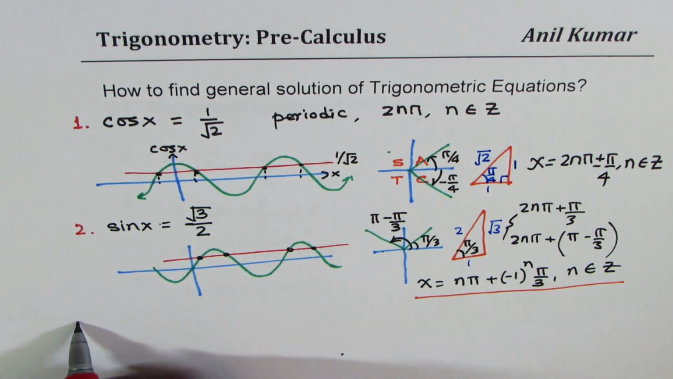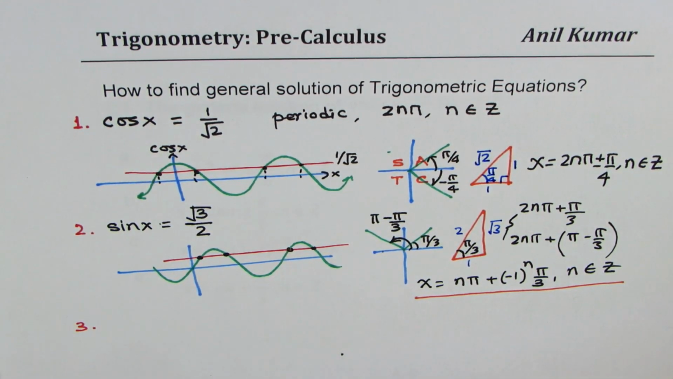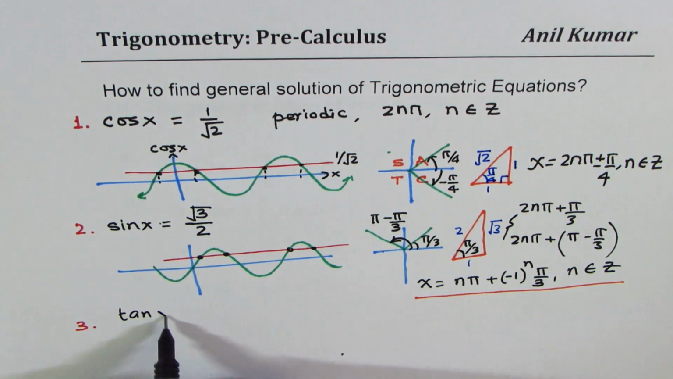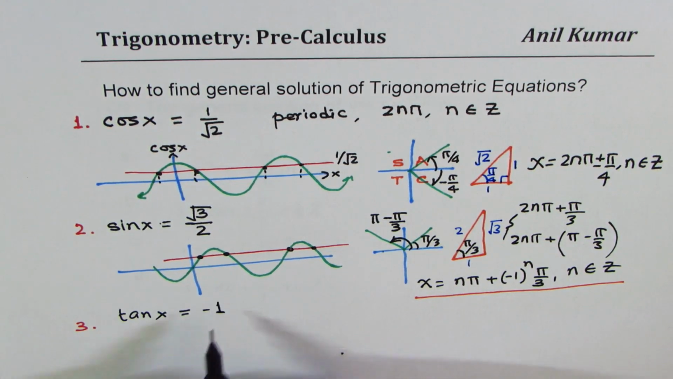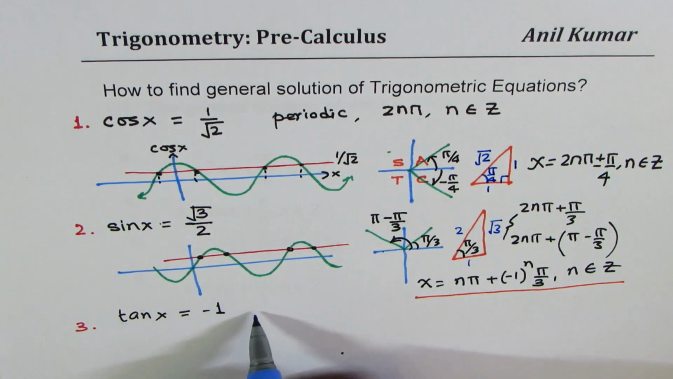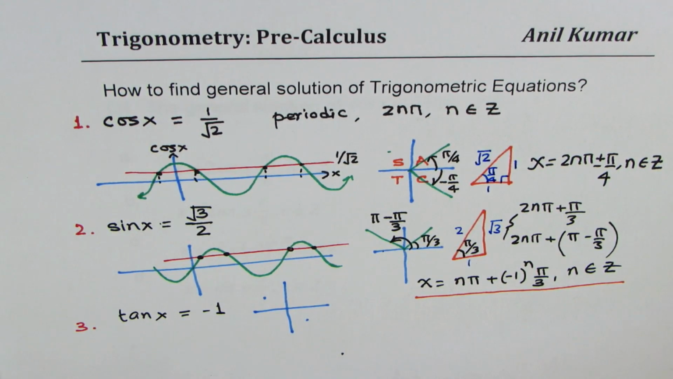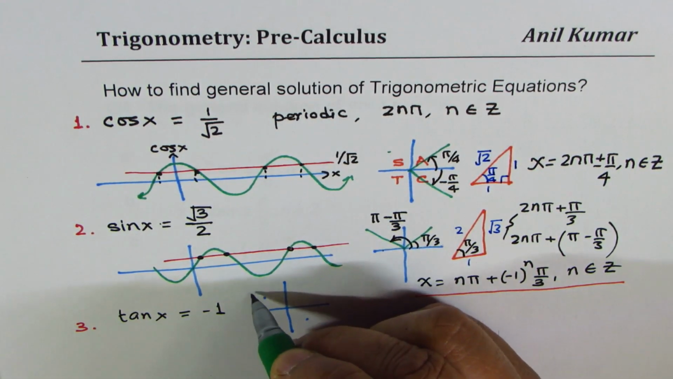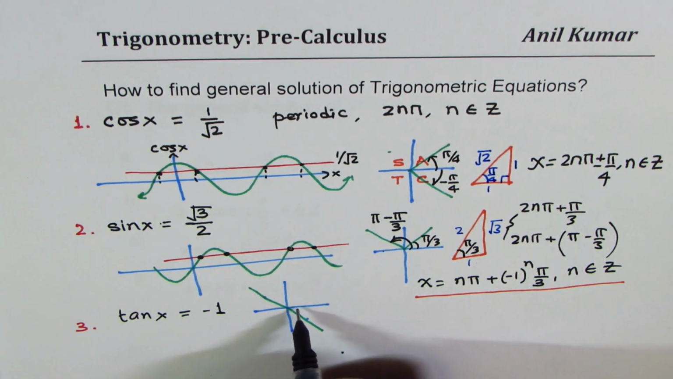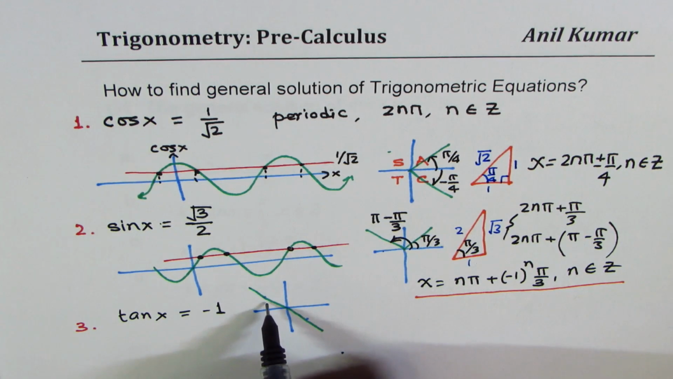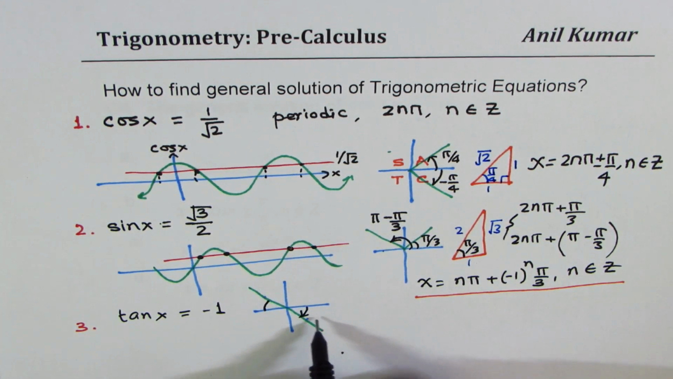Now here is the third example. Let's take the tan function also to complete all trigonometric functions. So tan x equals, let's write down some value, say minus 1. We haven't taken negative values so far. Now as you know, tan is negative in these two quadrants. In these two quadrants, where the angle is negative, if I see this part, then it's minus pi by 4, correct?